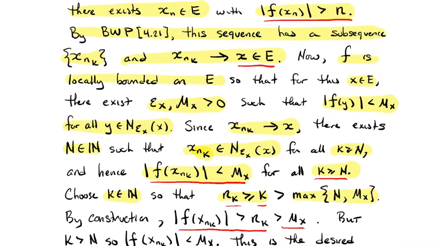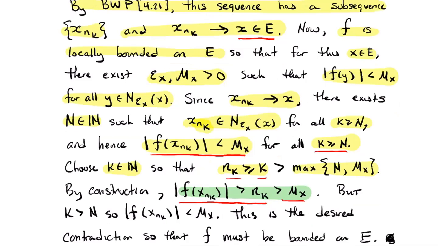Okay, so that's one thing I have. Let me highlight it in green. So I'm choosing this k in such a way that I have that. But this k is also bigger than n because it's bigger than the maximum of n and m sub x. So that means that by the part that we already talked about, f of x sub n sub k is less than m sub x. Well, those two things that I've highlighted in green cannot simultaneously be true. f of x sub n sub k cannot simultaneously be bigger than m sub x and less than it.